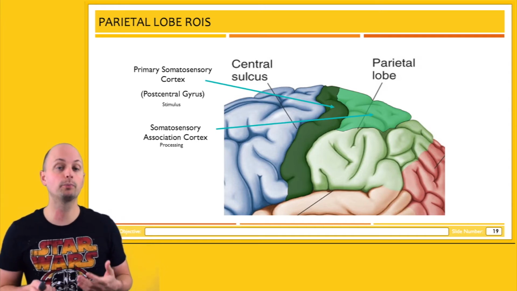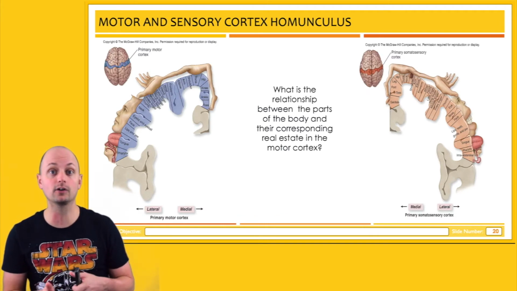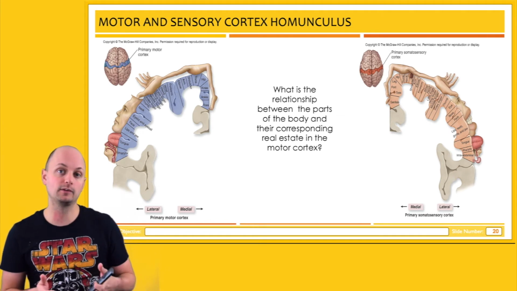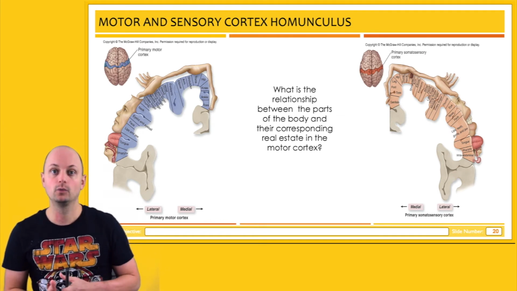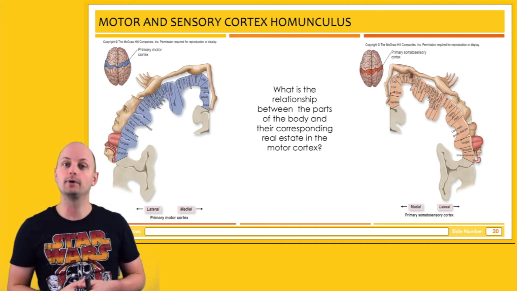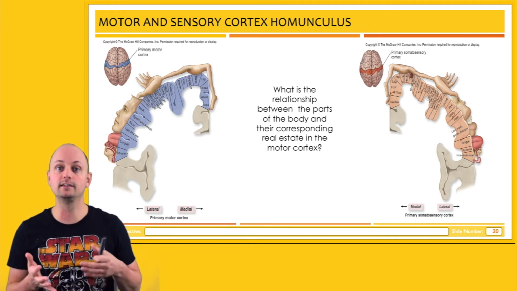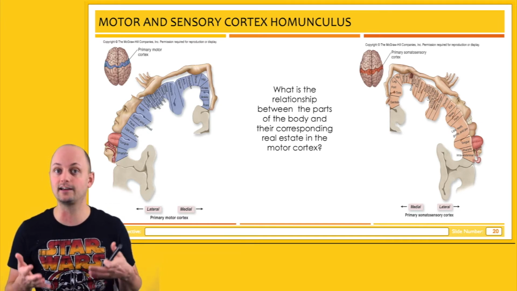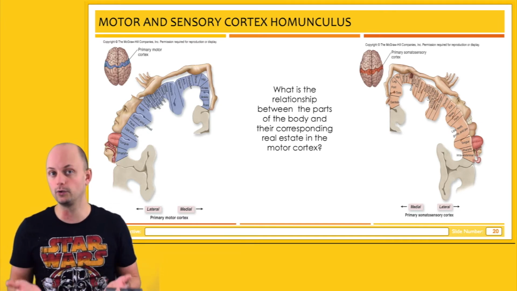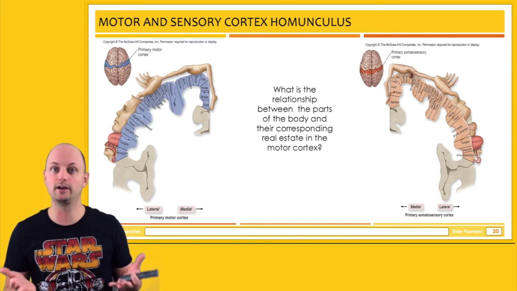Now, both the primary motor cortex and the primary somatosensory cortex are organized based upon something called a homunculus, which is kind of a weird word, kind of a fun word to say actually. But the homunculus basically says that the amount of real estate that different parts of the body get inside the brain is based upon their usage. So in other words, it's not based off the size of the structure as you might expect.